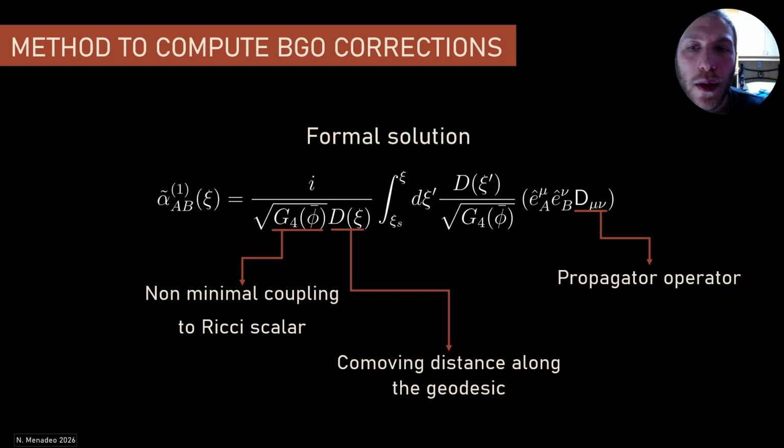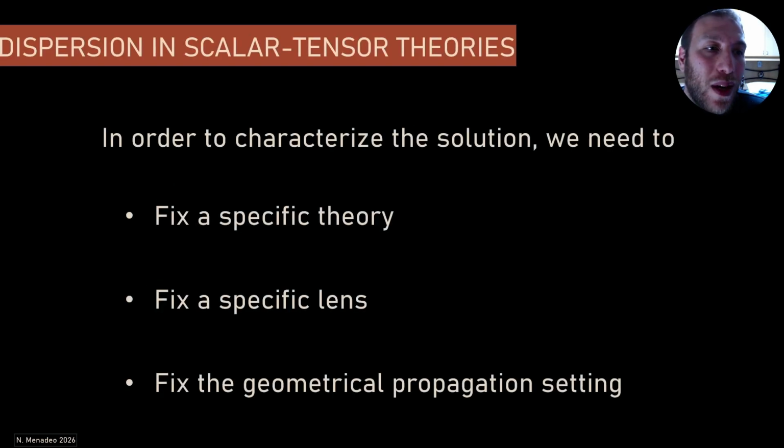For example, here we have the G4 function controlling the non-minimal coupling between the scalar field and the Ricci scalar in the Lagrangian. Then we have the comoving distance d along the geodesics, parameterized by this affine parameter xi. And finally, we have the propagator operator we saw at the beginning of this presentation, encoding second, first, and zero order derivatives. Let me move now to characterize the formal solution.